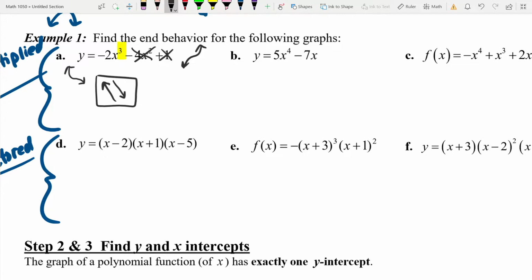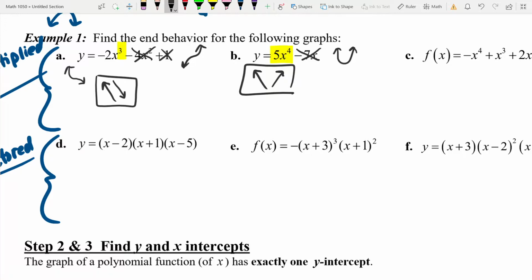Okay, let's do the next one. The negative 7x affects the graph, but it doesn't dominate it. The dominating term is here. The exponent is 4. That's even. That means parabola. Does my parabola have a reflection? Talk to me about that. No. How do you know that? There's no negative, right? So the left arrow goes left up, the right arrow goes right up, and I'm done.